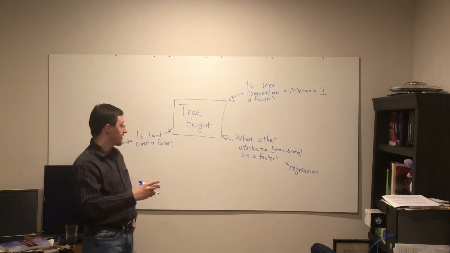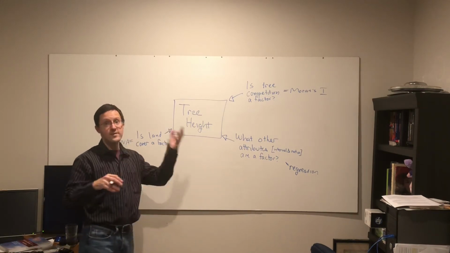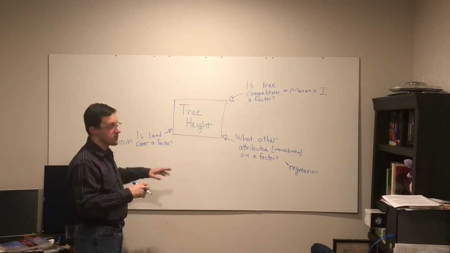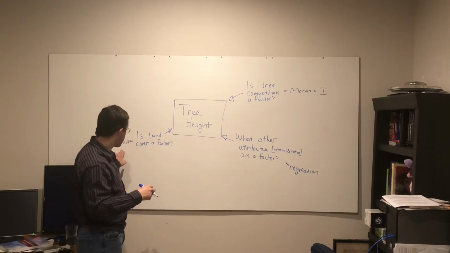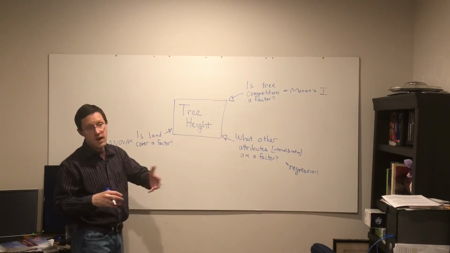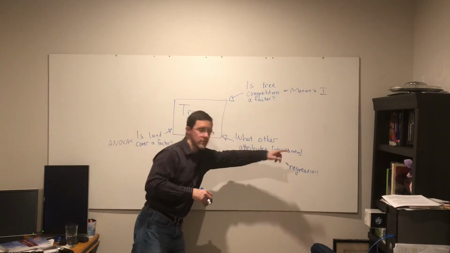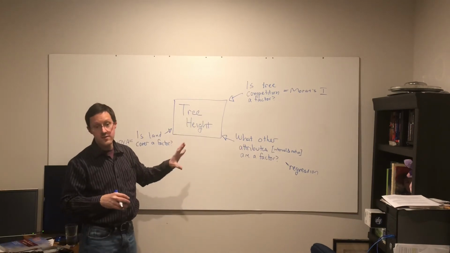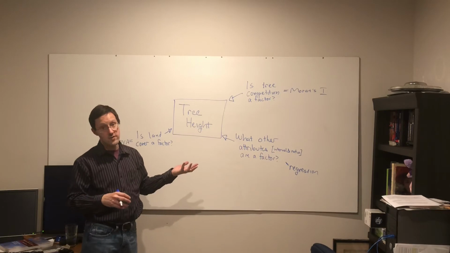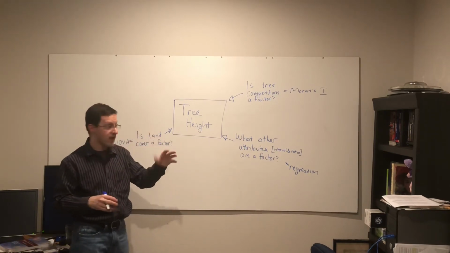With the first thing I said, looking at the different type of forest or the land cover, is that a factor? That can be answered with ANOVA because land cover is not continuous, not interval or ratio, it is instead nominal. I have groups of land cover based upon those different nominal classes.